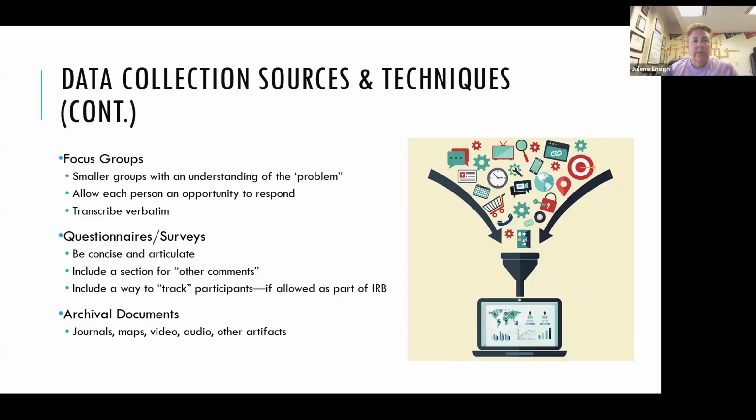Some other sources and techniques: focus groups, putting a couple of people together, asking questions to the group, and allowing participants to respond. You may or may not get an answer from every participant, but sometimes people feel a little bit more likely to share things if they're in a group. Again, the same ground rules apply with transcribing verbatim.